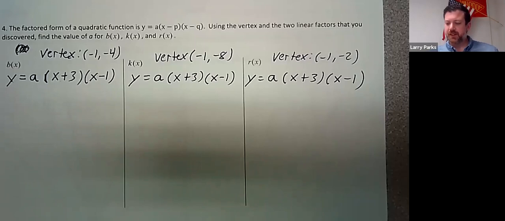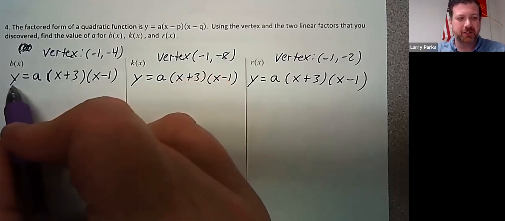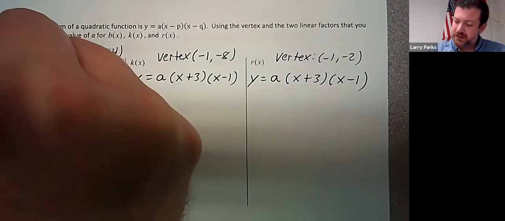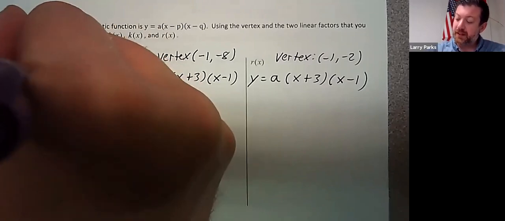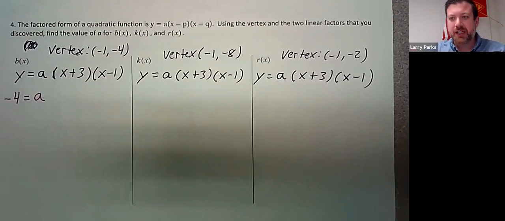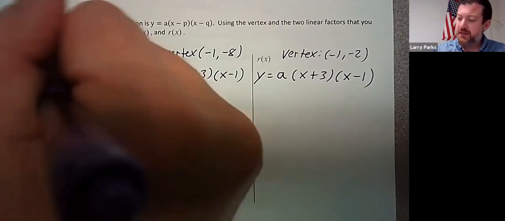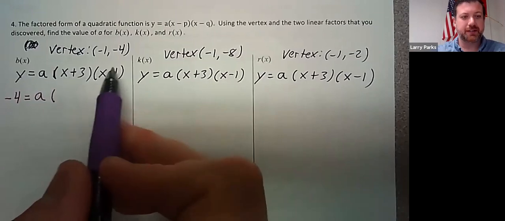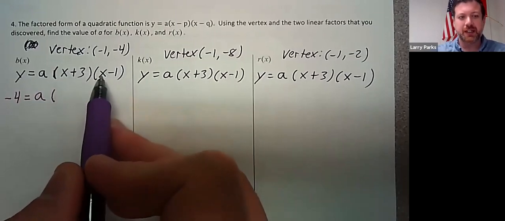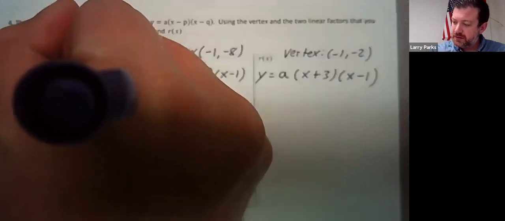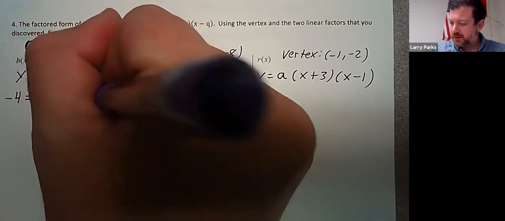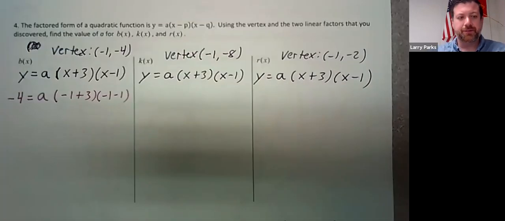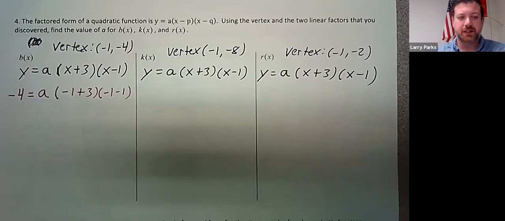Okay. And I will say, I hope it's okay, this is on the test, so make sure you pay attention here. So again, this is the y value. So I'll put -4 equals a. I don't know what a is. I'm trying to find the a. But I do know the x value. The x is -1. So I'll put -1 plus 3, -1 minus 1. And then I'll solve for a.